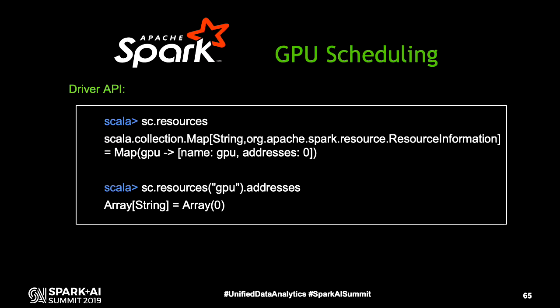Here's the driver side API. So Spark Context has a resources option, which returns a map of resource information. And you can do multiple resources as well. If I need both GPUs and FPGAs, Spark will do that for you, and you can look and see what you've been allocated. In this case, you've been allocated address 0.